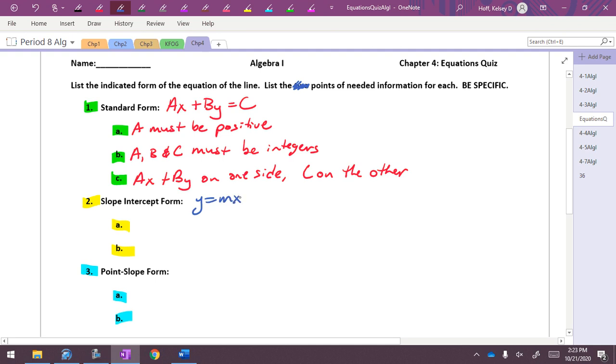Y equals mx plus b. Two important things you need to know. One, m is slope. M is slope. And the second one? B is the y-intercept. B is the y-intercept. Ooh, we're even better now. Now we're at a 70%. Still not satisfied, though.